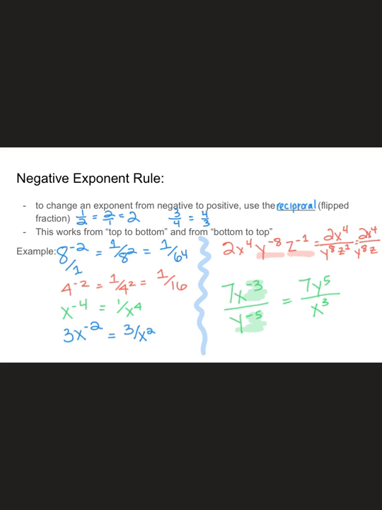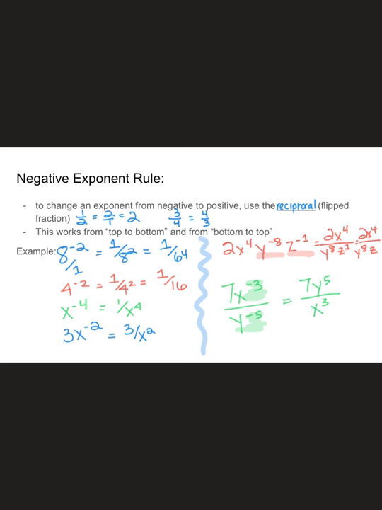I would pay close attention to these examples because a few of them are on your assignment. I'm not even going to pretend to be sly. I'm just going to tell you very honestly. Copy these examples down. Make sure you get them because they're going to be on your assignment. A few of them. So the negative exponent rule: we're taking the reciprocal, we're flipping.